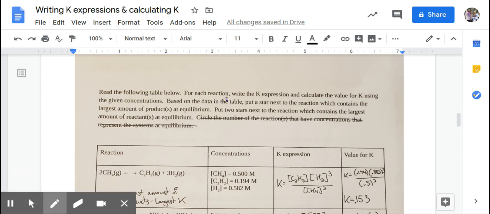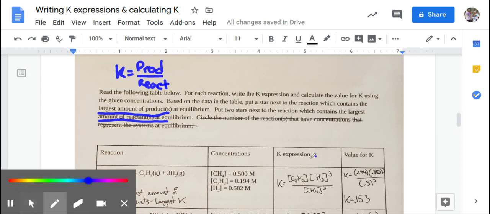It says based on the data in the data table, put a star next to the reaction which contains the largest amount of products, and then put 2 stars next to the reaction which contains the largest amount of reactants. So we're going to look at the value for K, because remember, K is products over reactants. If it has the most products, it's going to have the largest numerator, and if it has the most reactants, it will have the largest denominator. If you have a large denominator in a fraction, it's going to be the smallest number.